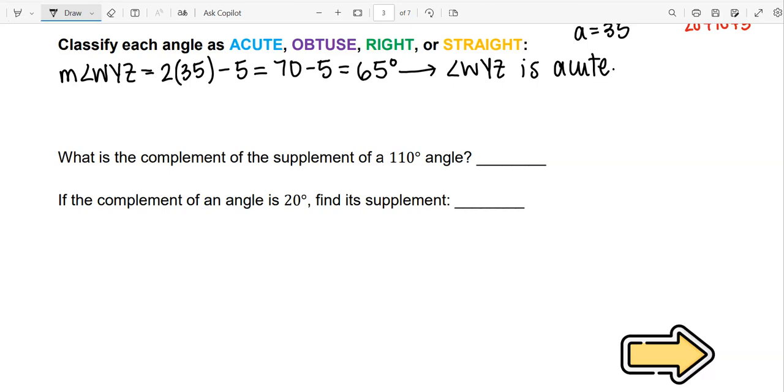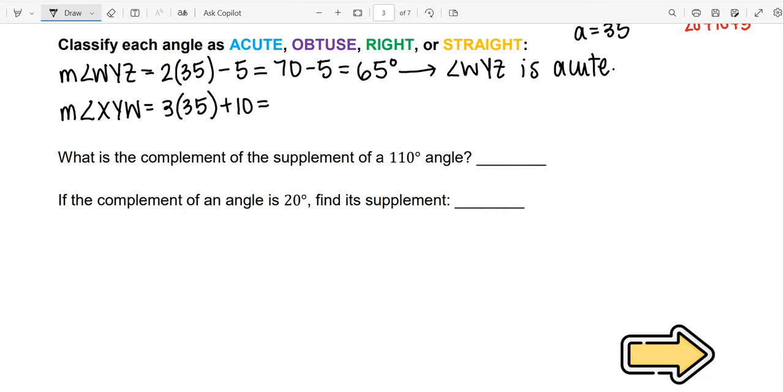Let's do the same thing for the next one. Read that equation to me. Measurement of angle. I just don't want to scroll up. X what? XYW is equal to 3 times 35, right? And then is it plus 10?